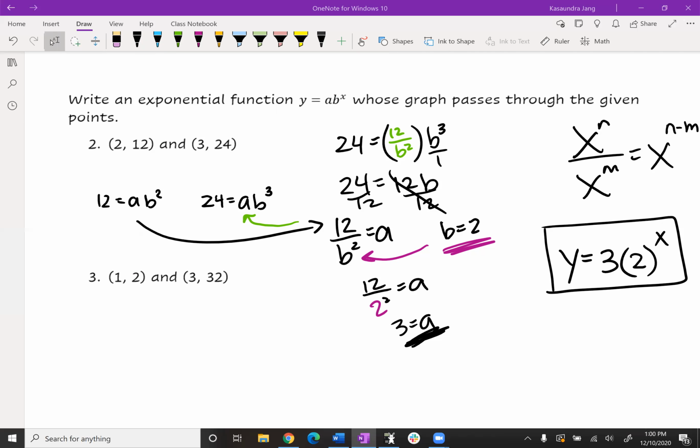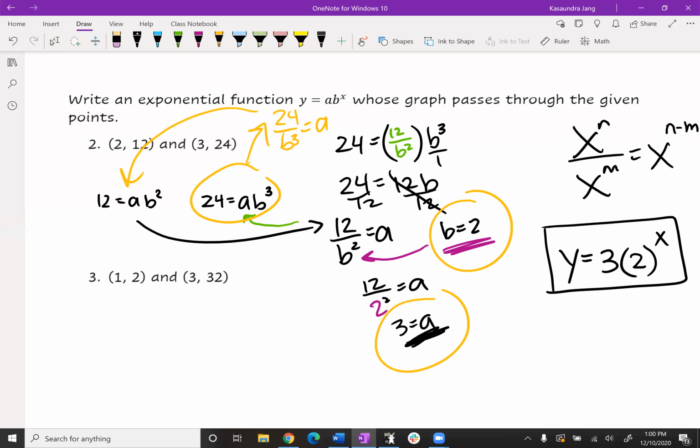Nice, good question. Yes, if you started out with this second equation, on how I started this one, I took my first equation and I divided the b squared over. If I took the second equation and divided my b cubed over, I got 24 over b cubed equals my a. And then I would have to plug that into this first equation. I would get the same a and b. I would have done it a different way, but I should still come up with my b equals 2 and my a equals 3.